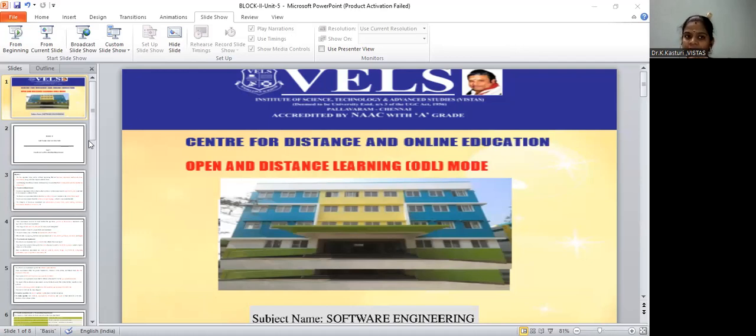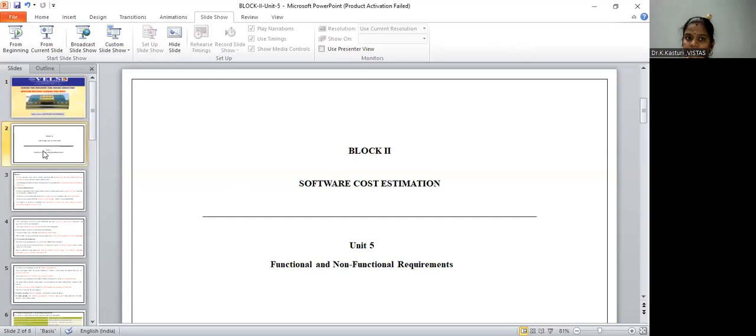Let us get into the subject. In software engineering, we are going to see block 2, that is software cost estimation. In software cost estimation, we are going to see unit 5, that is functional and non-functional requirements.